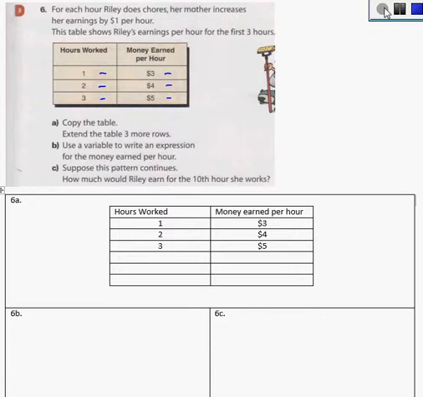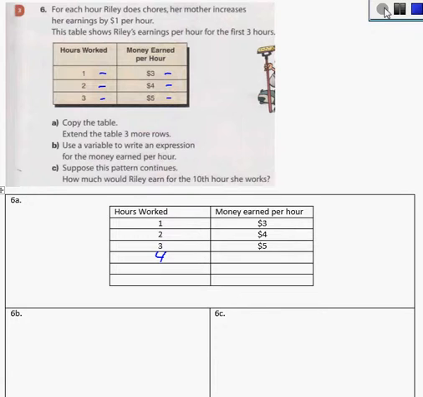Alright, so we're supposed to copy the table. I did that for you. And we're supposed to extend the table 3 more rows. So it's not very hard. Let's extend the table. For the fourth hour she worked, remember this is the 4th hour in a row, I imagine. Her mother must work her pretty hard.